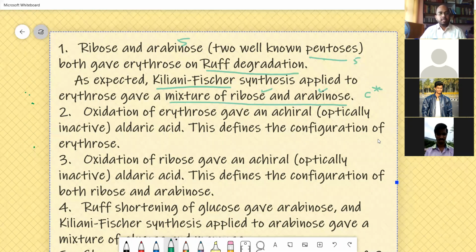Okay, and then the next point is oxidation of erythrose gives an achiral compound. Achiral means opposite to chiral. Chiral means all four groups on the carbon atom are different in nature. Oxidation of erythrose gives an achiral, optically inactive aldaric acid. This defines the configuration of erythrose. Erythrose established.